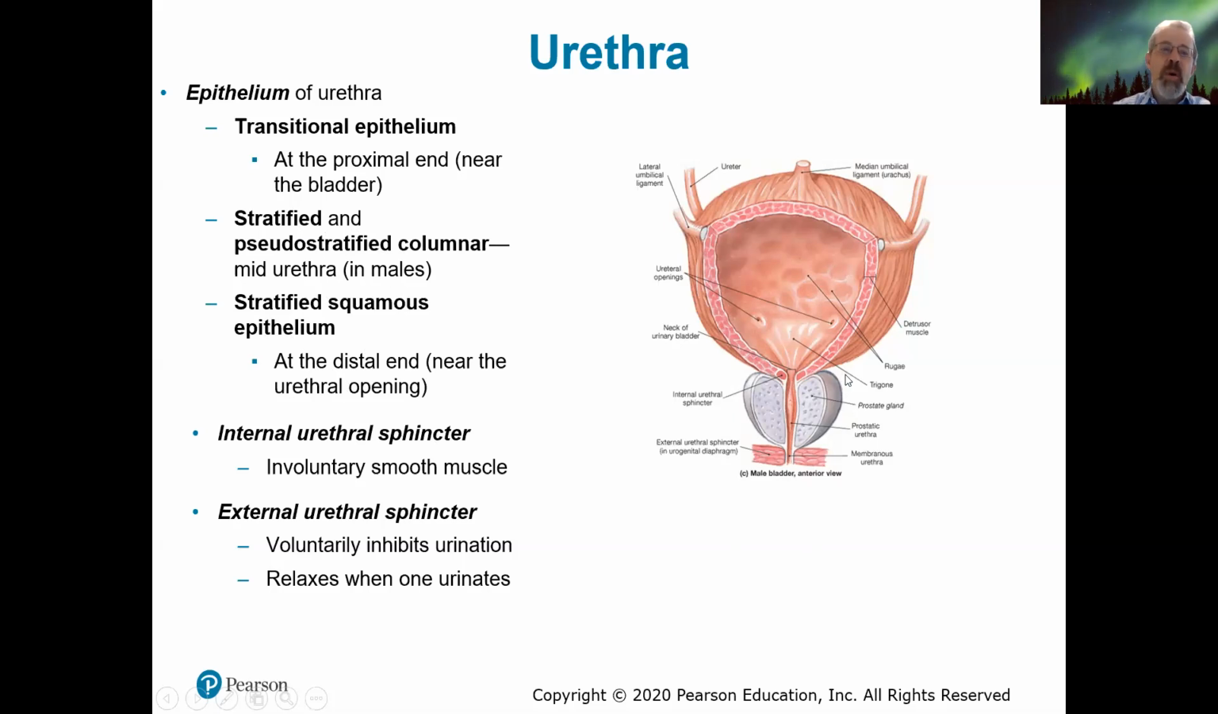So here's the kicker. So in both males and females, it's transitional in the beginning. At the end, it's non-keratinized stratified squamous in both. In the middle, for some reason in males, we have columnar. Obviously, there's something going on there, whether it's secretions. All right. Now, the sphincters that I spoke about, of course, are technically considered part of the urethra. So we have the involuntary internal sphincter and the voluntary external sphincter.